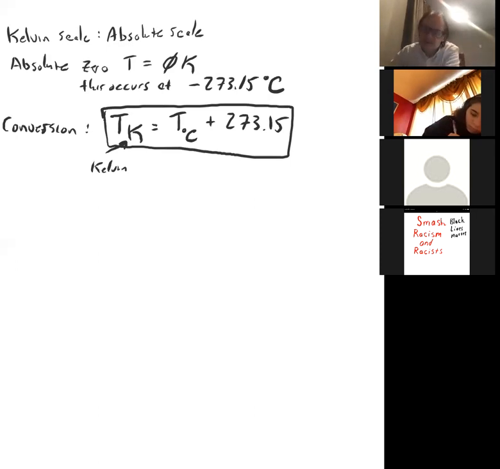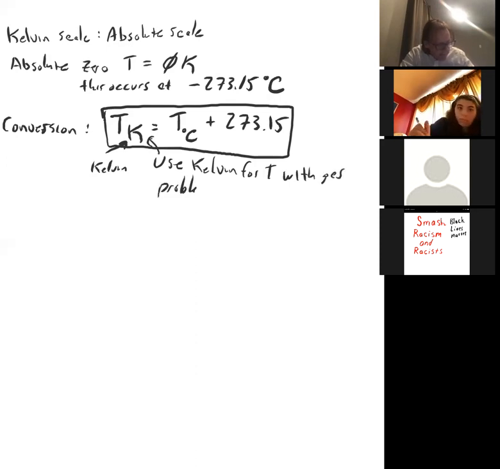Don't need to worry about the conversion between Kelvin and Fahrenheit. It's a nice little problem to look at if you want to do conversion problems, but we don't need it since we're not going to deal with Fahrenheit, okay? So the point I want to make is use Kelvin for temperature with gas law problems. So if you're doing a gas law problem, Charles law or any of the others, make sure you're using the temperature in Kelvin. If they give you the problem in Celsius, convert it to Kelvin. Just add 273.15 and get it into Kelvin. That's the scale you want to use, okay?